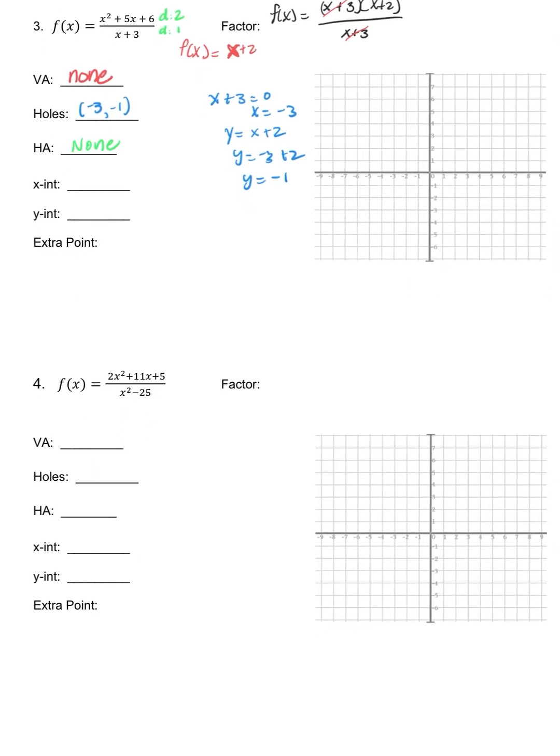And then your x-intercepts. So we're going to set the numerator, x plus 2, equal to 0. So x plus 2 equals 0, so x equals negative 2. So we have an x-intercept at (-2, 0). And then now we're going to set x equal to 0 for the other one, so we get y equals 0 plus 2. So our other point is (0, 2).